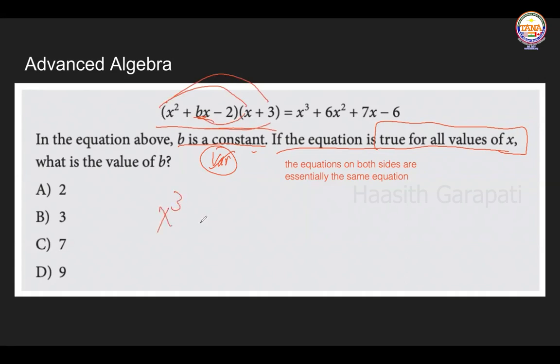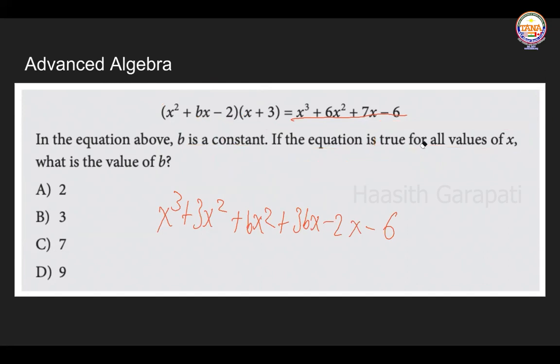So x squared times x is going to be x cubed, then plus 3x squared plus bx squared plus 3bx minus 2x minus 6. Okay, now here's the thing. This equation up here, I'm going to erase some of these bits so that we have a little bit more space to work with.